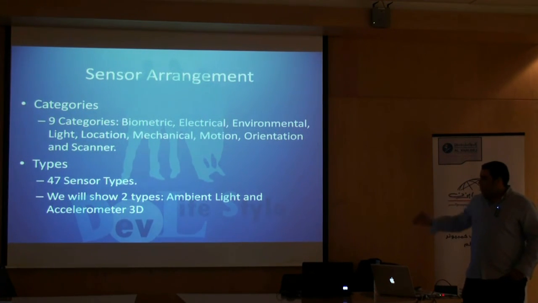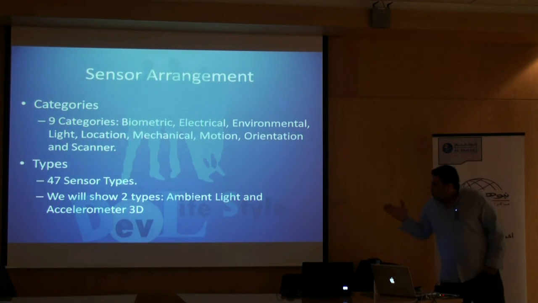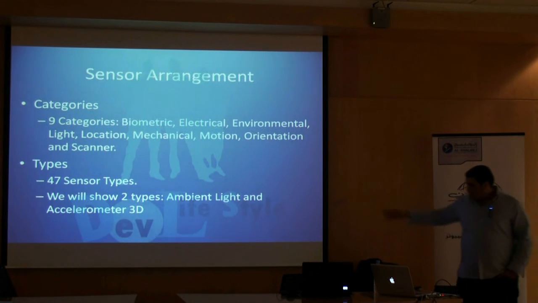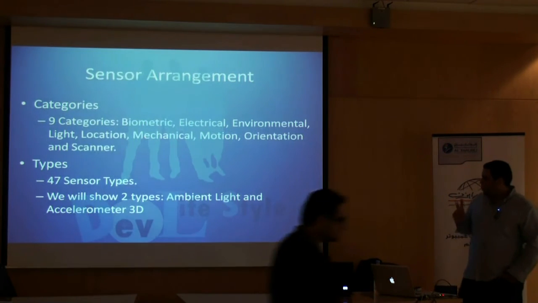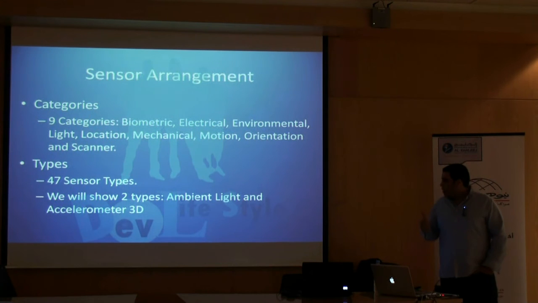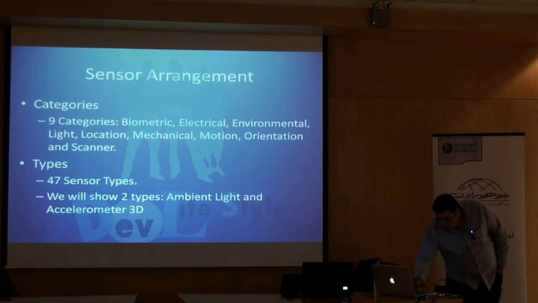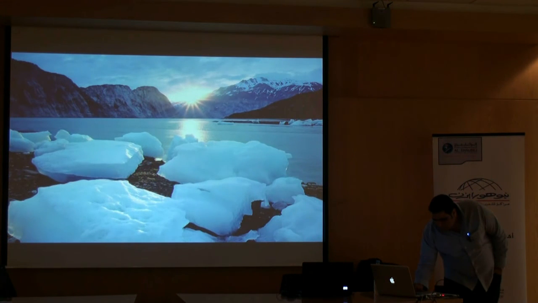These categories have types. Microsoft is introducing 47 sensor types beneath these categories. In my demo, I'll show only 2 types: the ambient light and the accelerometer 3D. I have an Excel sheet here.